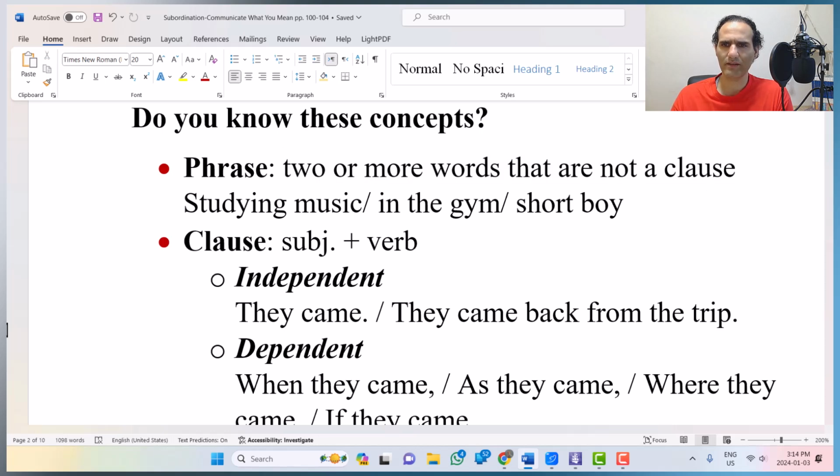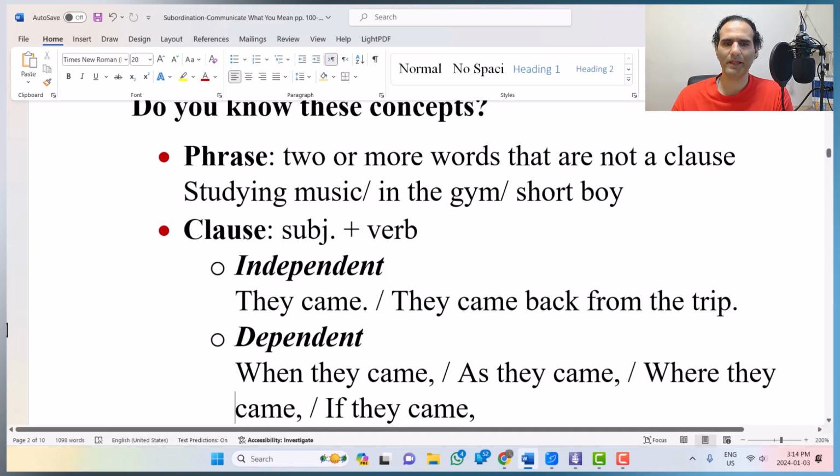So what is a clause? A clause is a combination of a subject and a verb. A subject and a verb. And it could be of two types, independent clause or dependent clause. Independent clause, like they came, subject, verb. They came back from the trip, independent clause.